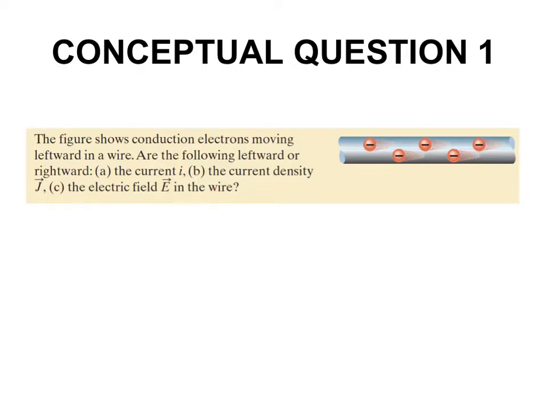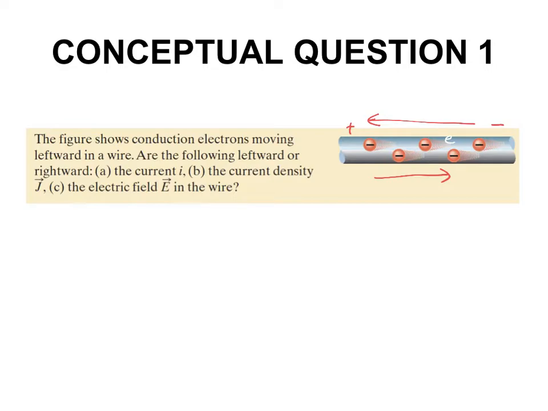Okay, so now we are going to answer the conceptual questions. The question asks you to find what is the direction of the current. Okay, so now we have this movement of electrons, which based on our understanding always moves from negative to positive. Okay, like this. So are the following leftward or rightward for the current? The direction of current is definitely going to be opposite to the direction of electron, therefore it's going to be rightward.